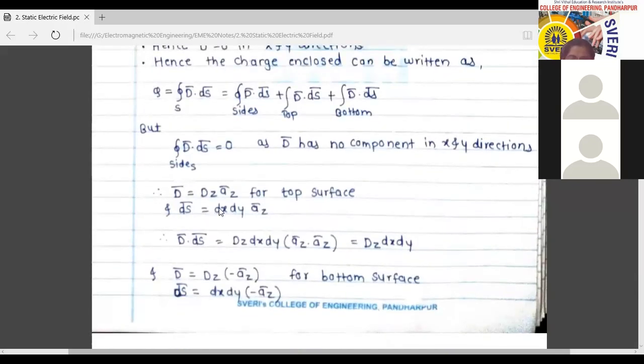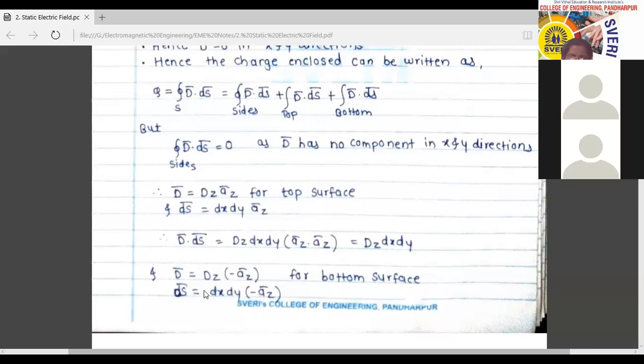Okay, so dx and dy are your differential surface areas, and the perpendicular direction is plus a bar z. So D bar dot dS bar is equal to dz. Just take the dot product. D bar is dz into a bar z, and dS bar is dx dy a bar z. So take the dot product of a bar z dot a bar z, which is equal to 1. So the remaining quantity is only dz, dx and dy.